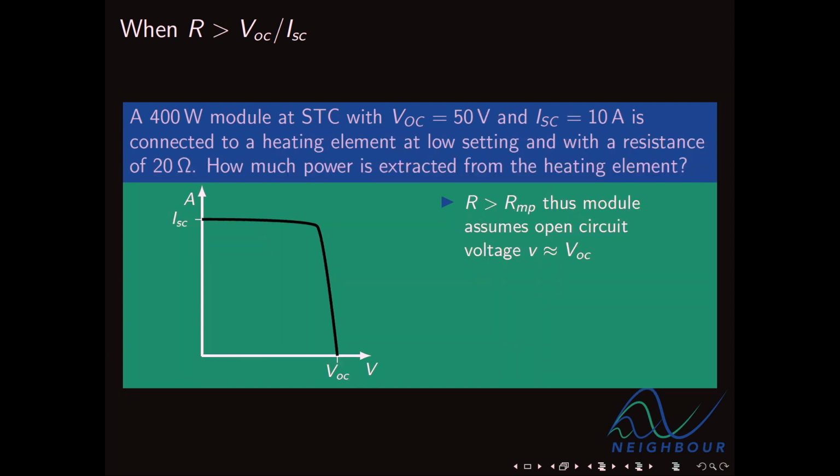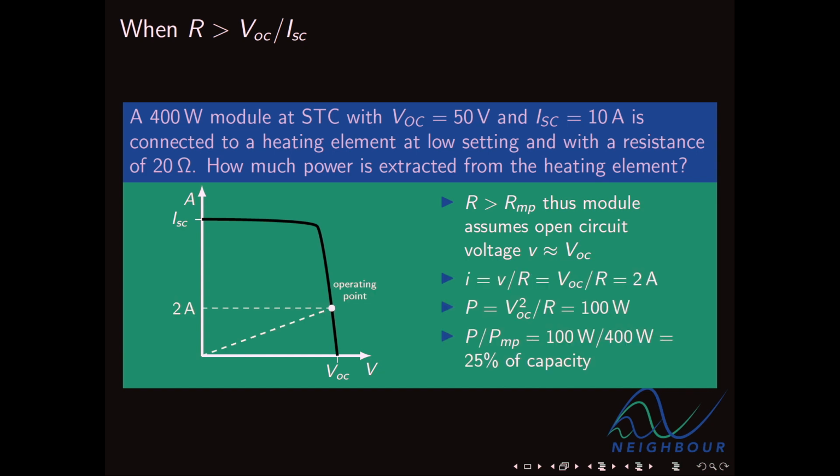Now let's suppose we dialed it down way too far, such that now the resistance is 20 ohms. Now the module is going to look like it's opened. By that I mean its voltage is going to be slightly less than the open circuit voltage. So again, if we just assume it's the open circuit voltage, using Ohm's law again, the module can be putting out 2 amps. Using V squared over R or I squared R, the module will be putting out 100 watts, which is still only 25% of capacity. And this assumption that it's the open circuit voltage is not as good in this case.